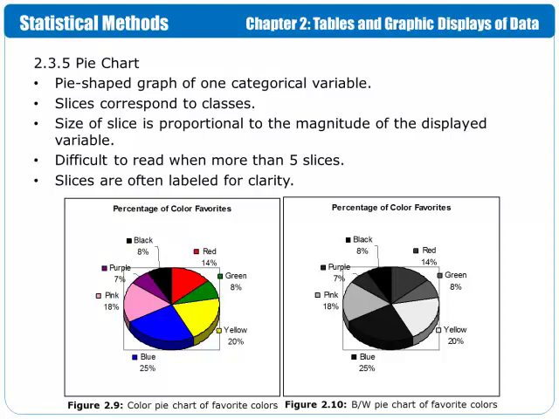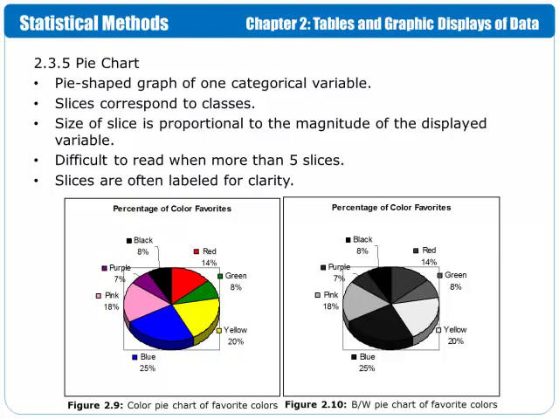It can be difficult to read a pie chart when you've got more than 5 slices, because the more slices you try to fit on that pie, the smaller those slices are going to be, and the more similar in size they're going to be, and harder to distinguish one size from the next. The slices are often labeled for clarity.